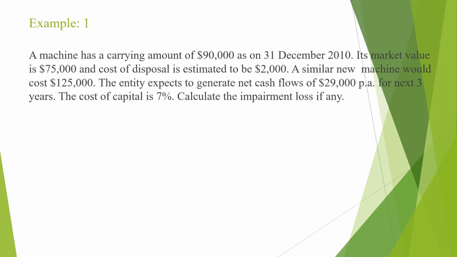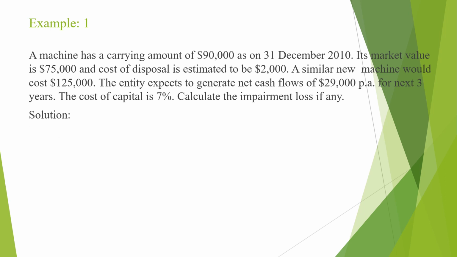Take for example, a machine had a carrying amount of $90,000 as on 31st December 2010. Its market value is $75,000 and the cost of disposal is estimated to be $2,000. A similar new machine would cost $125,000. The entity expects to generate a net cash flow of $29,000 per annum for the next 3 years. Cost of capital is 7% and you are required to calculate the impairment loss, if any.